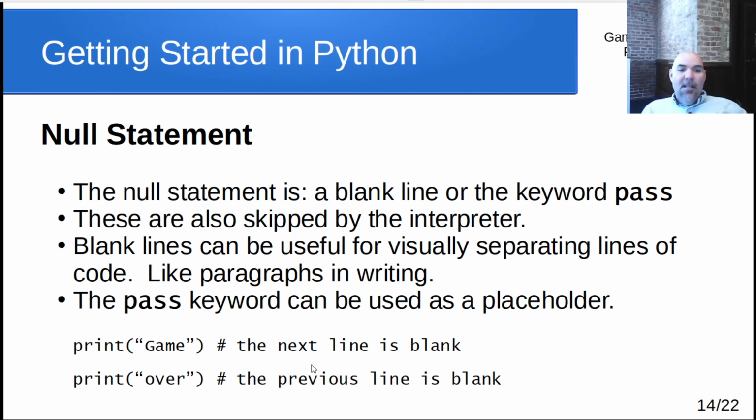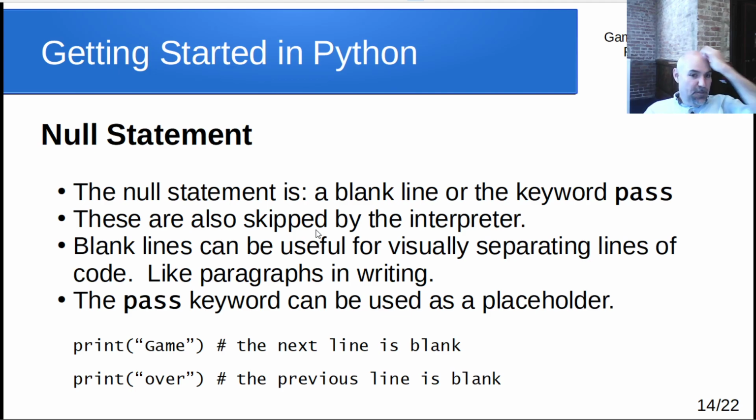Okay, blank lines. All right, so the null statement is another one that can be really useful. Essentially, the null statement is either a blank line, or Python has a special keyword called pass, which is kind of like, if you imagine you're playing a board game and it gets to be your turn, you can say pass and it'll just skip over that. So either way, the interpreter skips over all blank lines, lines with nothing written on them, or any line where the keyword pass is the command on that line.